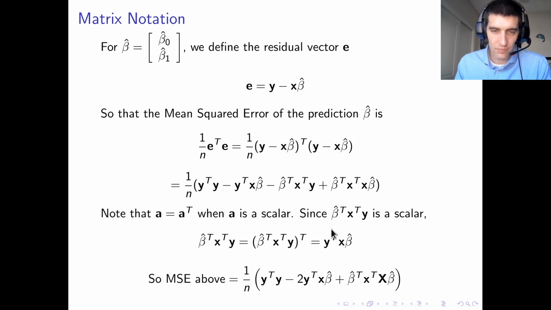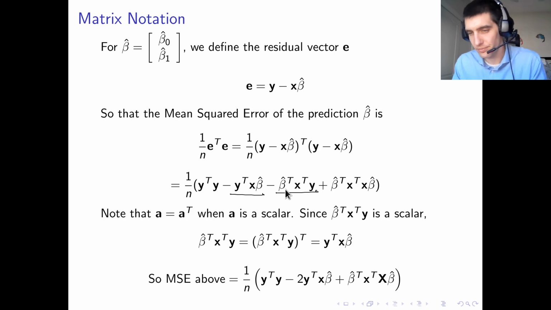So that's this expression here. And so what this tells us is that this term is equal to this term, because this is the transpose of this, or vice versa. Okay. So that allows us to collect this individual piece here: we have this 1 over n y transpose y minus twice this expression plus this expression here. And this twice here comes from the fact that, as I just said, we showed that this expression is equal to this expression because it's a scalar and they're transposes of one another.